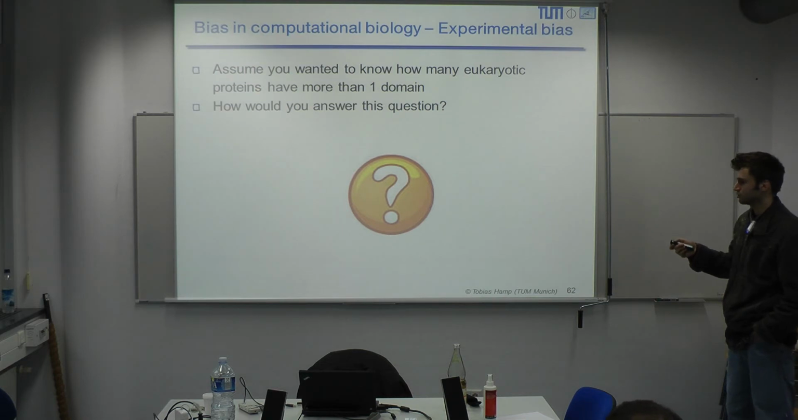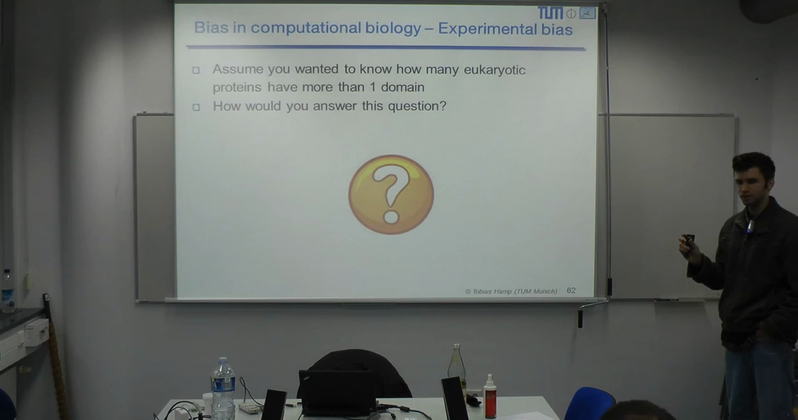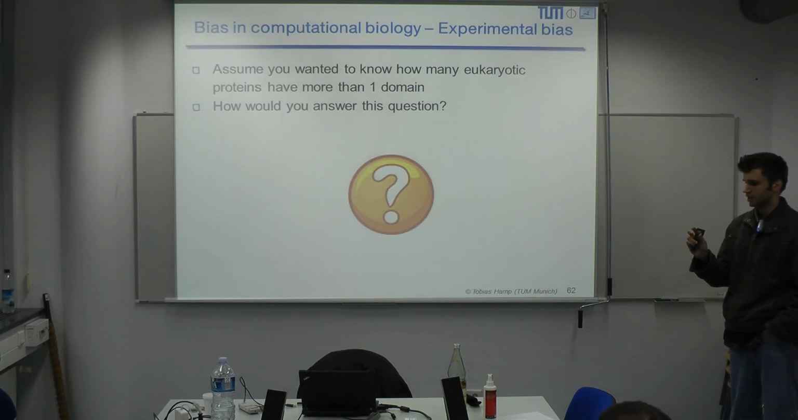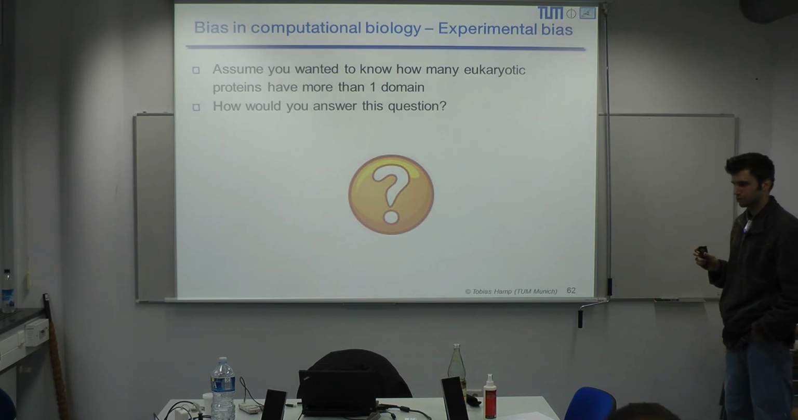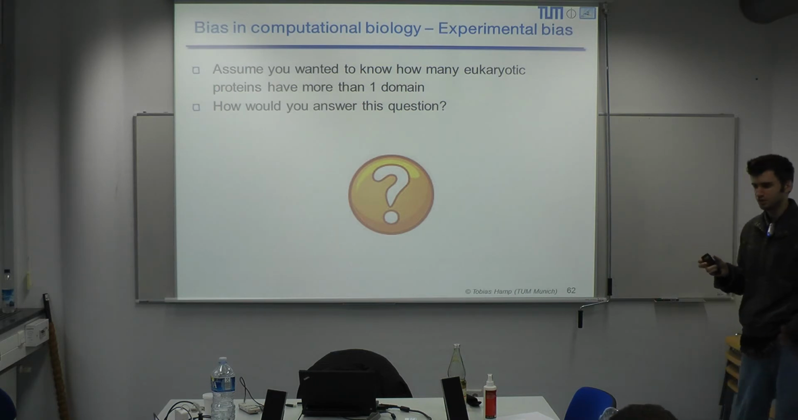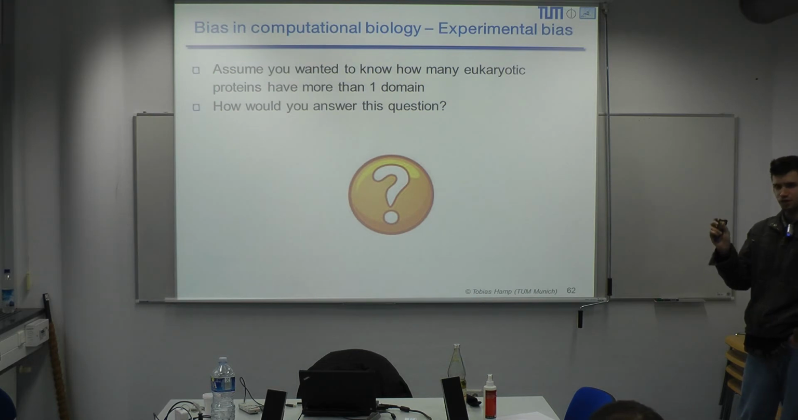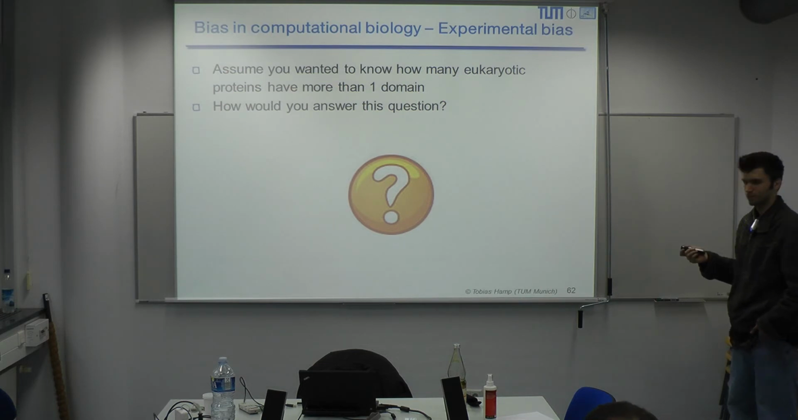So what you actually need to do is somehow generalize what a domain is, and scan for every domain through entire proteomes and see how much of the protein is covered by this domain. If this domain covers the entire protein, then you have a one domain protein. If it does not cover the entire protein, then you have a multi-domain protein. Is that clear? Any questions? Yeah.